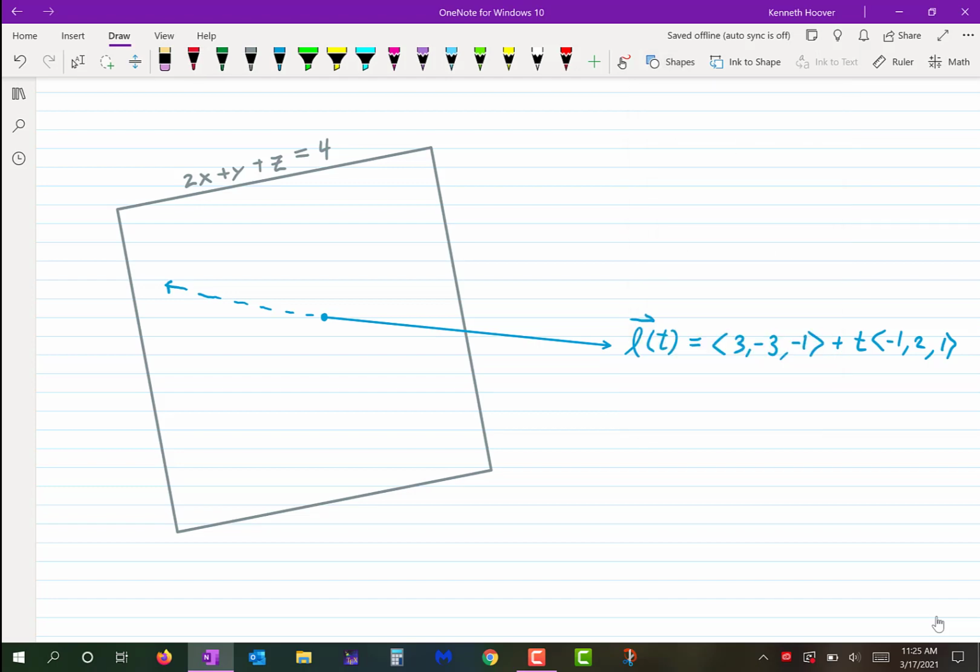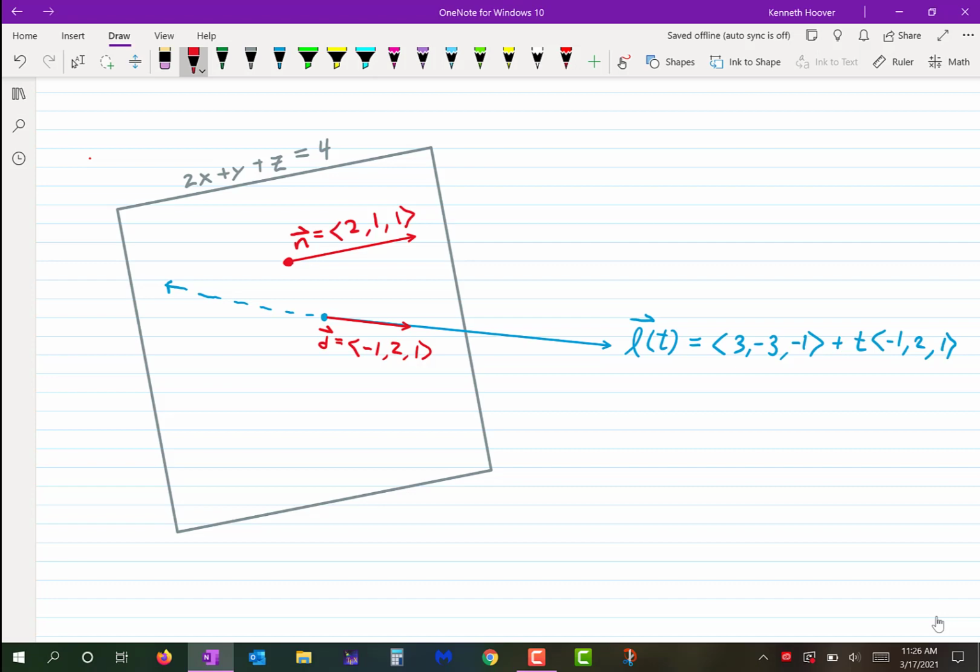You might not realize it, but if you think about it here, I know the normal vector to the plane. I know that it is (2, 1, 1), because those are the coefficients on the left side of the plane equation. Okay? I also know the direction vector for the line. It is (-1, 2, 1), because it is in the equation of the line being multiplied times t.